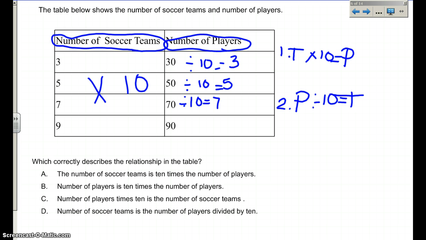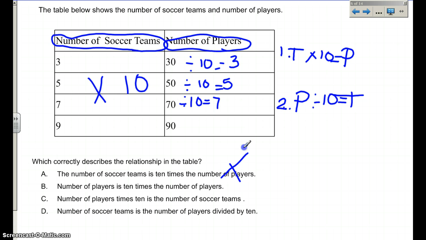Okay, once you get your two sentences written, now we have to compare what we wrote in our sentences right here to the multiple choice. Okay, and if it has the word is, that means equals. So the number of soccer teams is, equals, so soccer teams equals, this is my T equals 10 times the number of players. Did I say 10 times players? No, that's players divided by. So A cannot be correct.